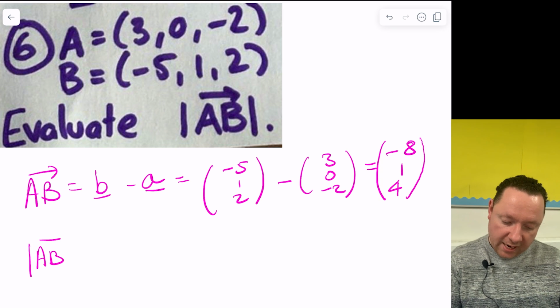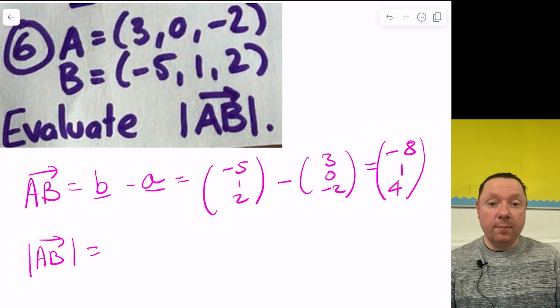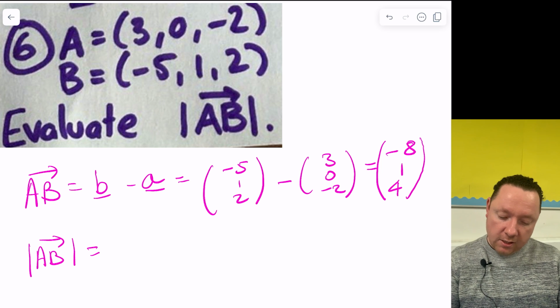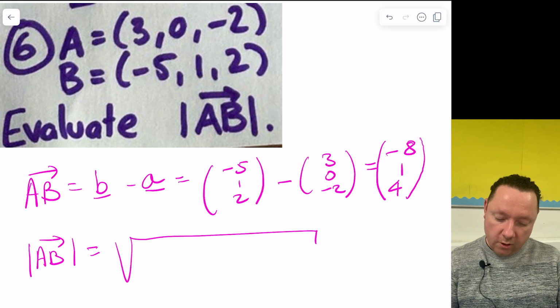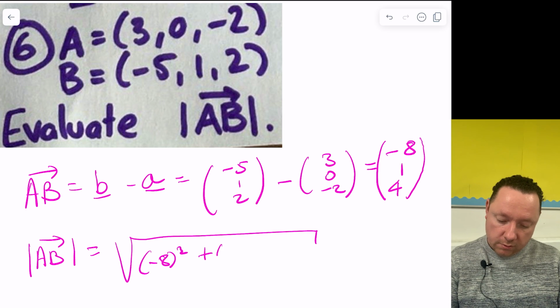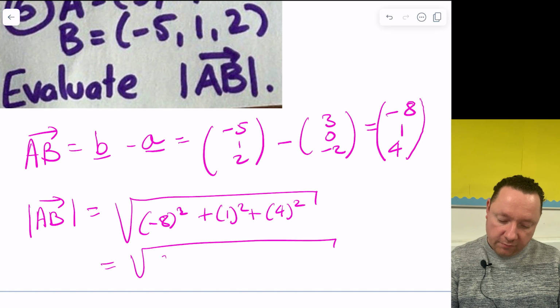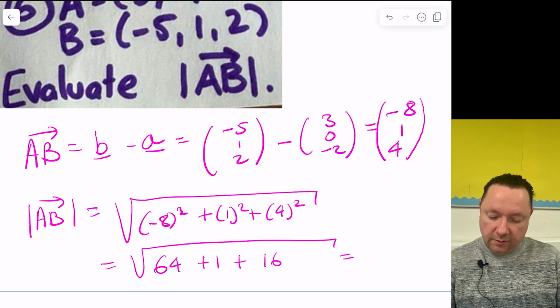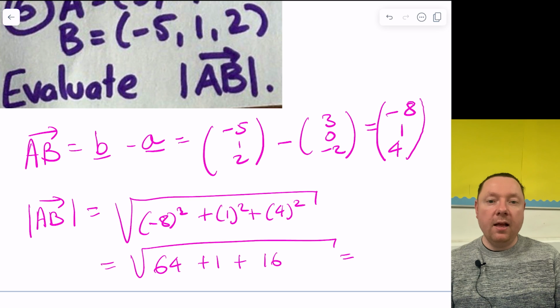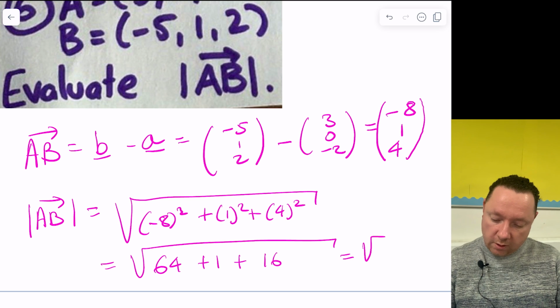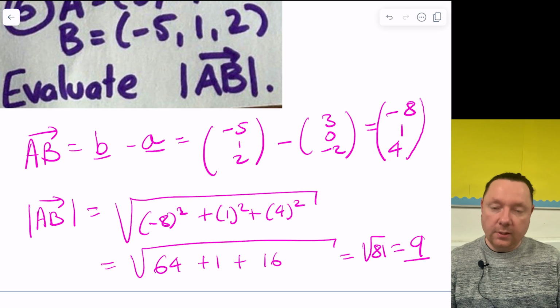So remember, for the size of the modulus, it's just like Pythagoras. I want the length of the line. So it's just 3D Pythagoras, square root of each of the numbers squared and added together. So that's the square root of 8 eighths is 64, plus 1 plus 16. 64, 65, 75, 81. Square root of 81 is 9, and we're done there.